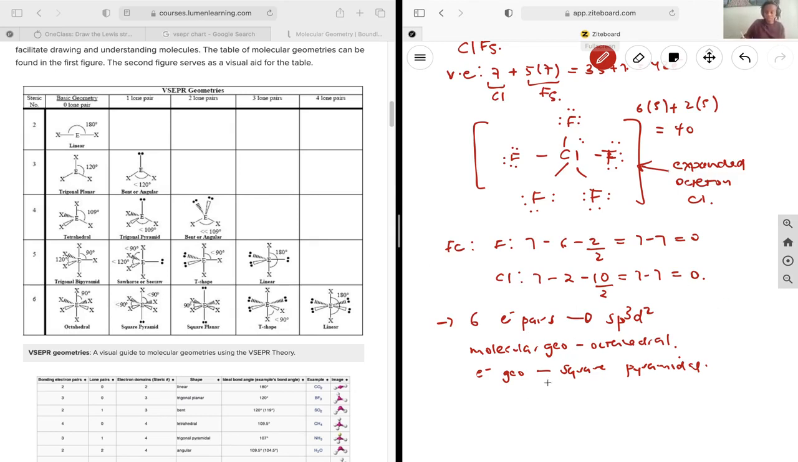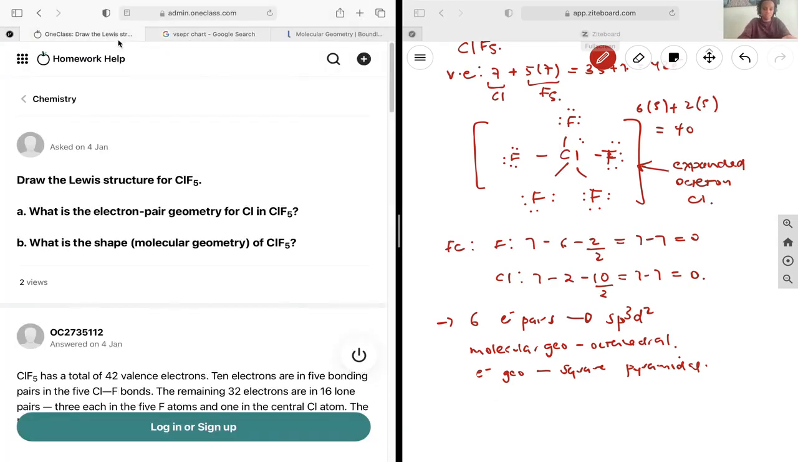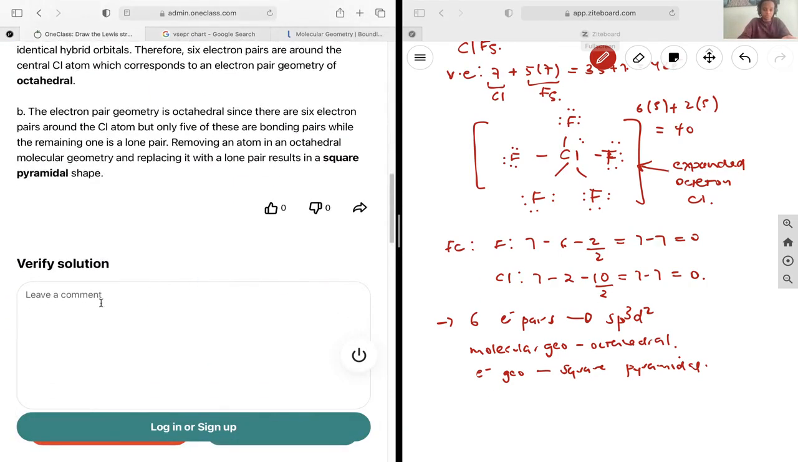And so these are our 2 answers. Molecular geometry is octahedral, electron geometry is square pyramidal. What that just means is that you have 1 lone pair here, and that's going to affect the other angles, making them a little under 90 degrees rather than the optimized 90 degrees in the octahedral shape, just because of the lack of symmetry in the electron repulsion. And so those are our 2 final answers.